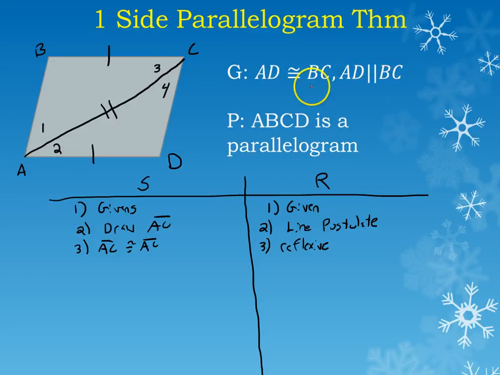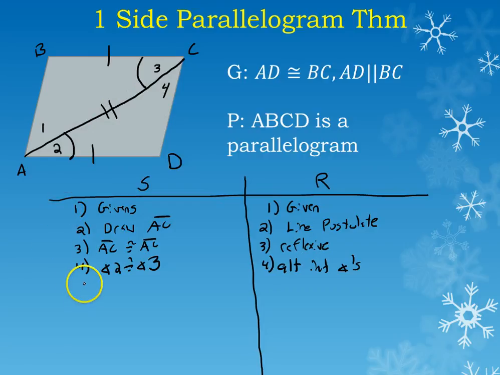So the goal is, since I already have one pair of sides parallel, if I can show that AB and CD are parallel, I can then say it's a parallelogram. So to show that they're parallel, I need to show that 1 and 4 are congruent. And to show that 1 and 4 are congruent, I need to show that I have congruent triangles. So I already have two sides. I do notice angles 2 and 3. They're both alternate interiors, and they're formed by a given pair of parallel sides, BC and AD. So I can say that angles 2 and 3 are congruent because of alternate interior angles.